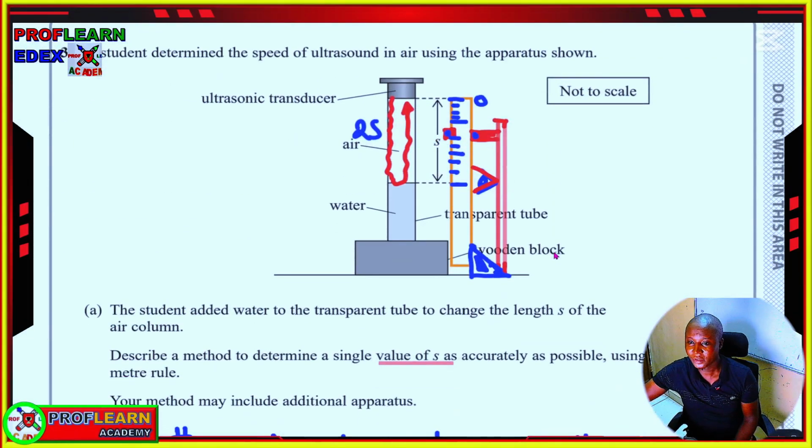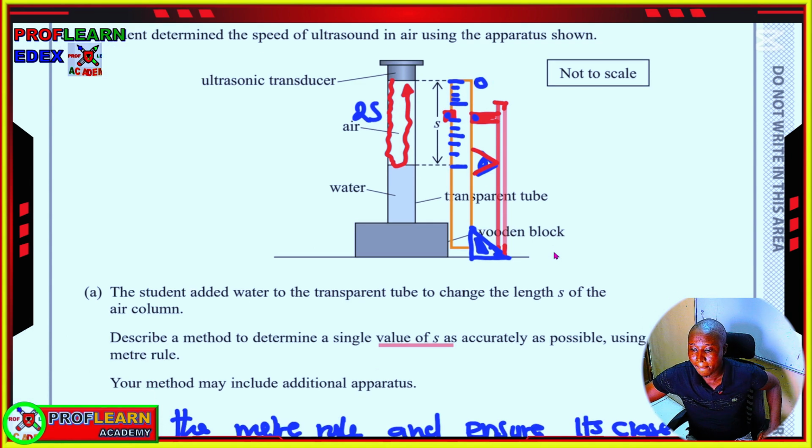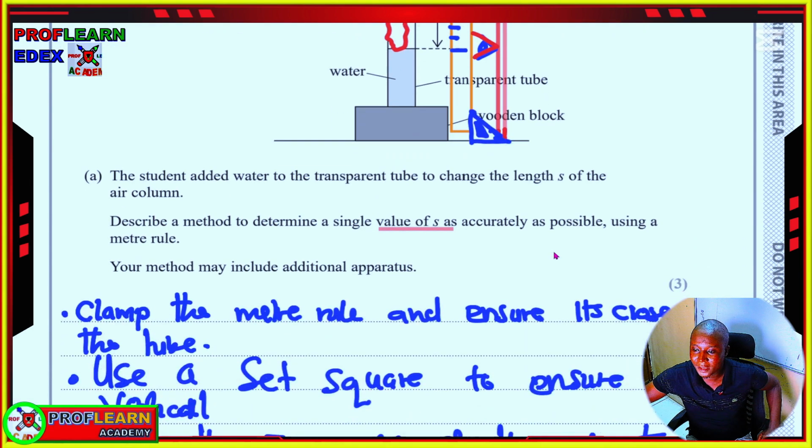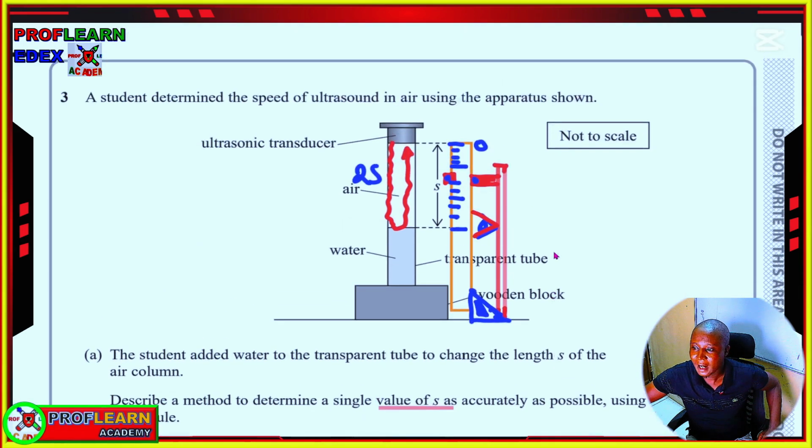We have question 3, whereby we are told that a student determines the speed of ultrasound, and you are supposed to describe the method to determine a single s accurately using a meter rule. How do you use a meter rule to make an accurate measurement? This is a question that's going to repeat in many papers, and I'm going to show you different papers where the same question is asked.